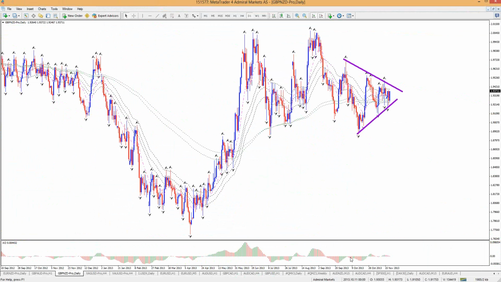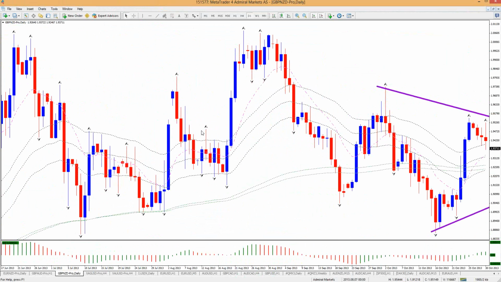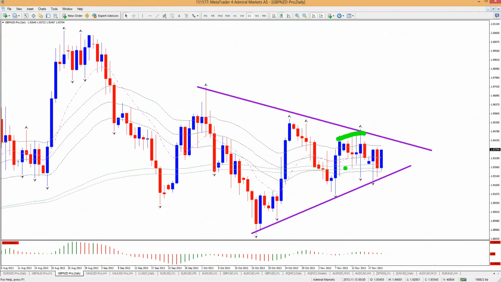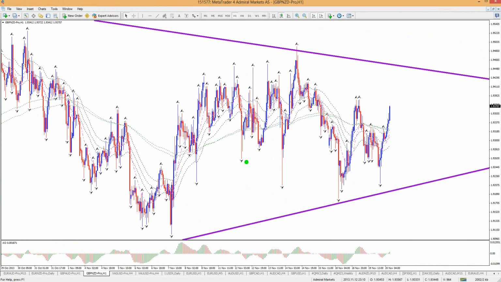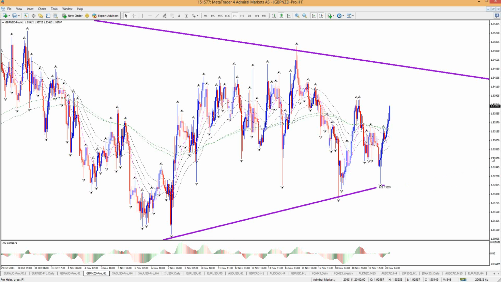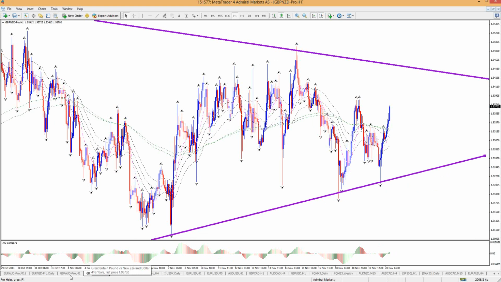Pound New Zealand. A lot of choppiness the last few days. Just look at this. No direction. No trend at all. And prior to that too, look at this big choppiness. Up, down, up. Really wacky. Look at this 1-hour chart. Not interested, in my opinion. Either let it break one of these purple lines and then we can regain our interest. In the meantime, I'm not interested in this one.